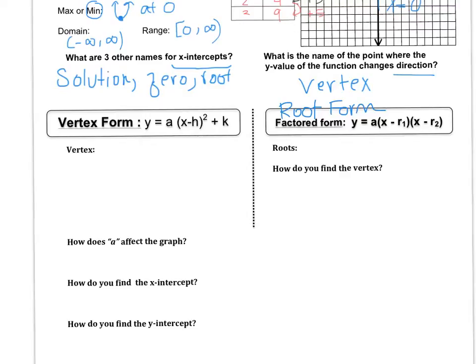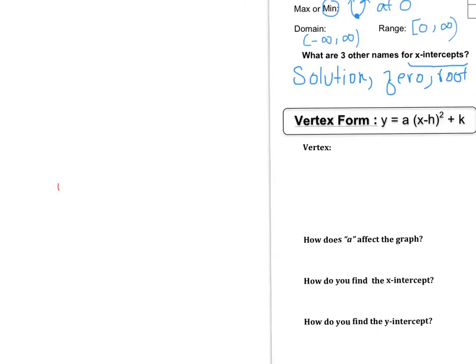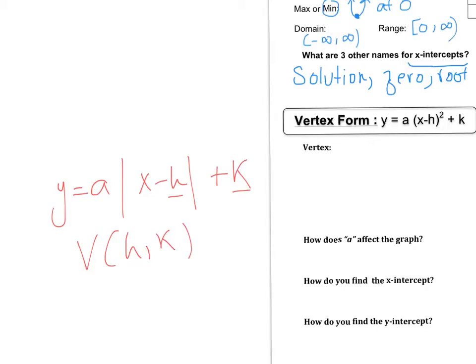Now, every time I have a vertex form, your quadratic equation is going to be in the form y equals a, x minus h to the power 2 plus k. This reminds us of the absolute value function, y equals a, |x minus h| plus k. Now, in the vertex form, we had 1 over b. In the quadratic function, we're not going to discuss that. But the vertex is always going to be (h, k). You always take the opposite of the number on the inside and the k.